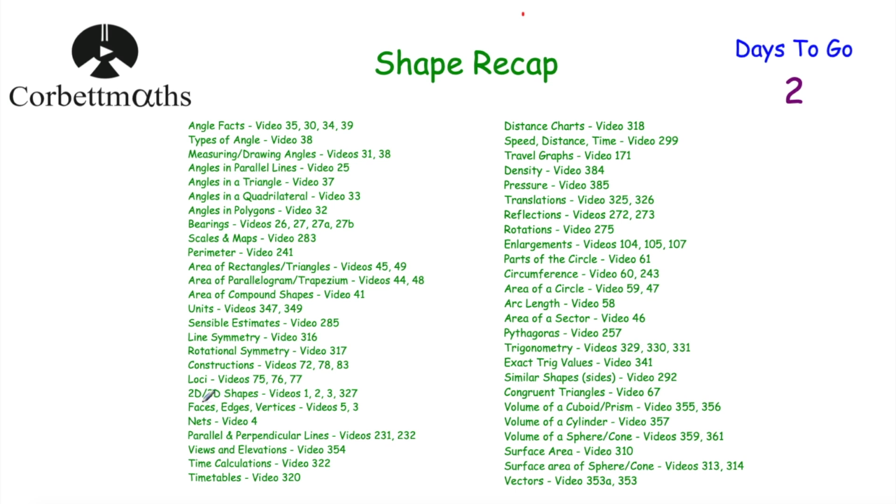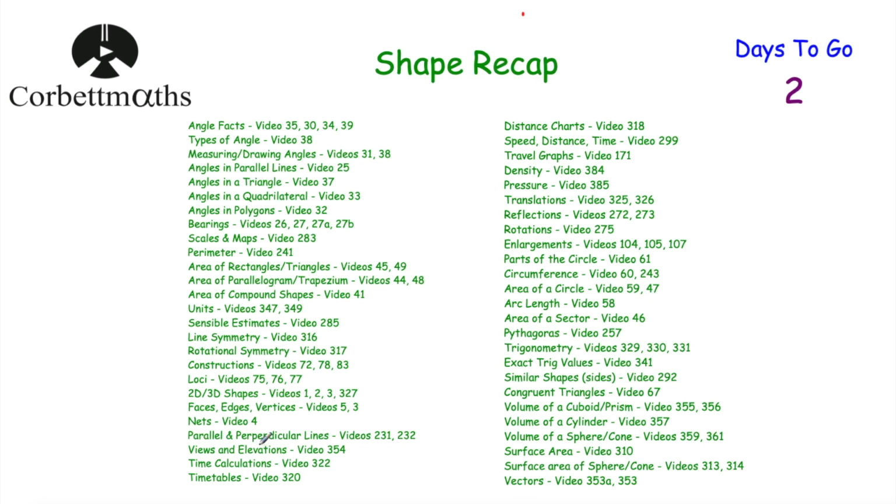Your 2D and 3D shapes, make sure you know their names and also what faces, edges, and vertices are. So faces, they're the faces of the three-dimensional shape. Edges, they're the lines that join the vertices, and the vertices, they're your corners. Your nets, make sure you know the different nets of the three-dimensional shapes. Your parallel lines, they're the two lines that go in the same direction and never cross each other. Your perpendicular lines, lines that cross each other at 90 degrees.